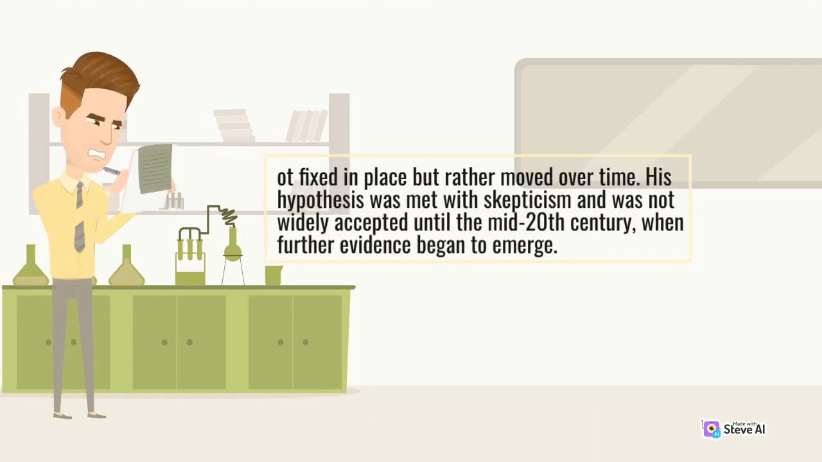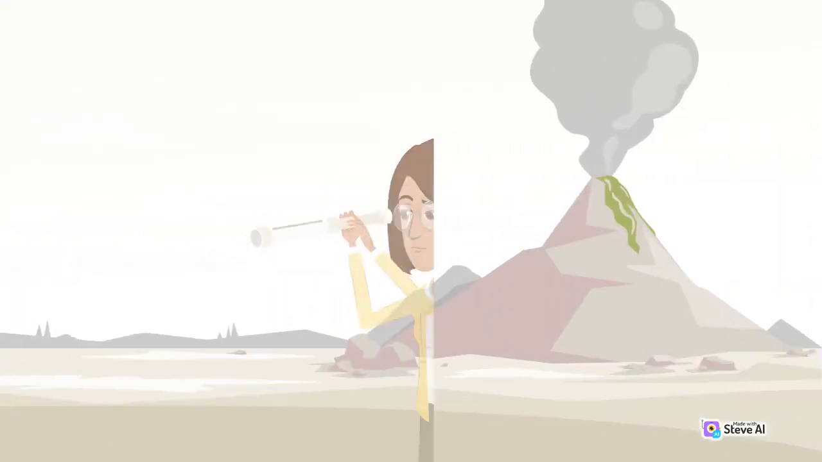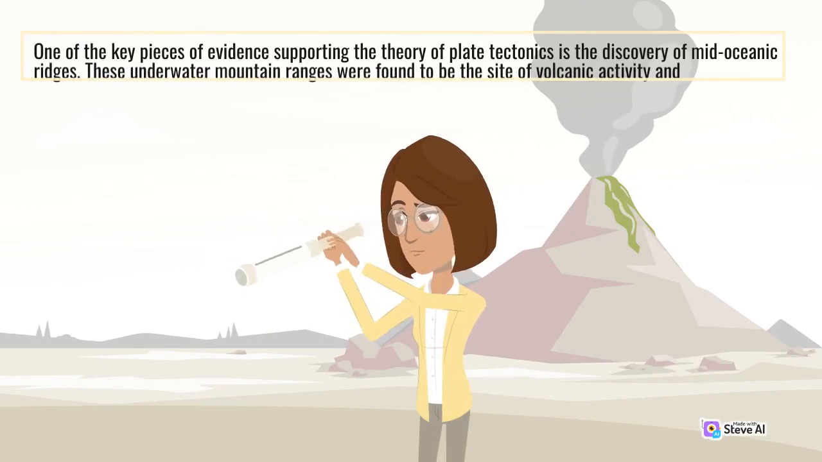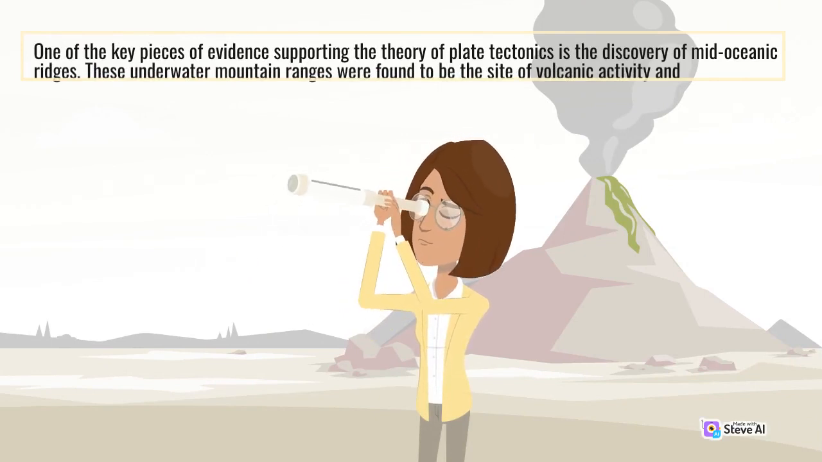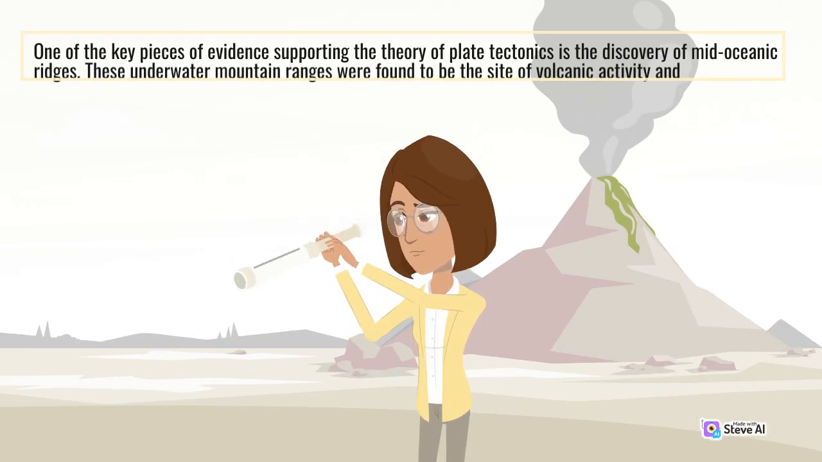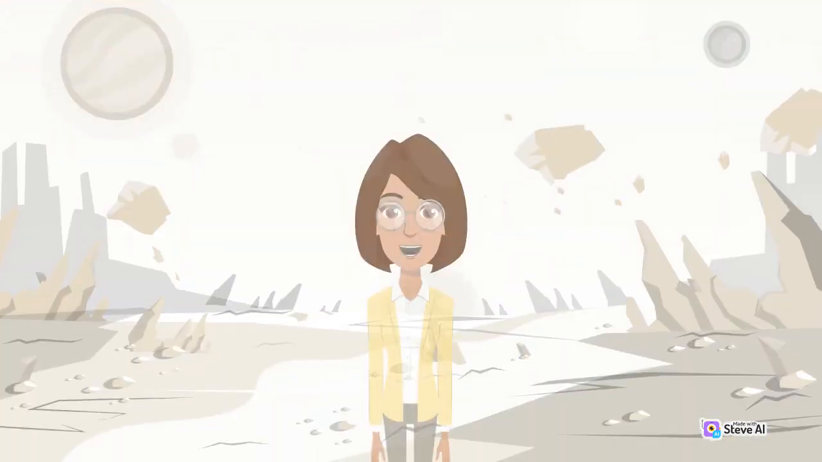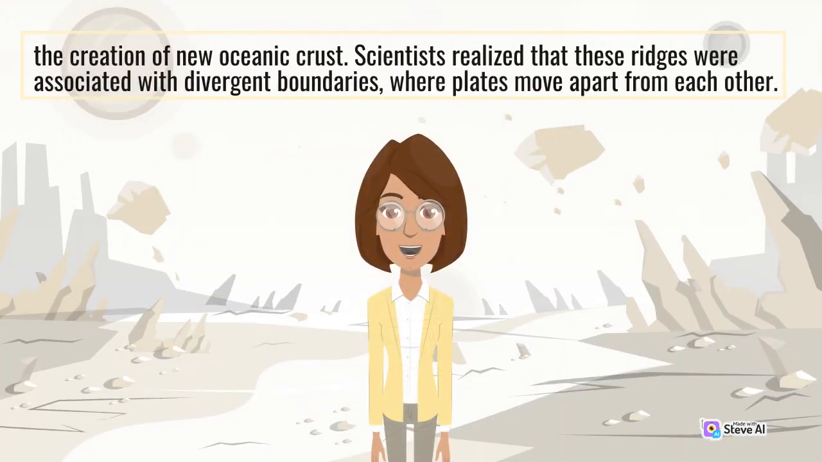His hypothesis was met with skepticism and was not widely accepted until the mid-20th century, when further evidence began to emerge. One of the key pieces of evidence supporting the theory of plate tectonics is the discovery of mid-oceanic ridges. These underwater mountain ranges were found to be the site of volcanic activity and the creation of new oceanic crust. Scientists realized that these ridges were associated with divergent boundaries, where plates move apart from each other.